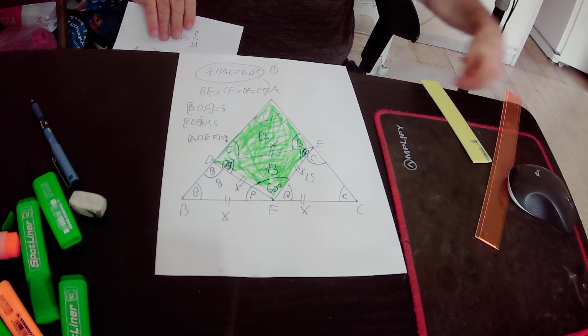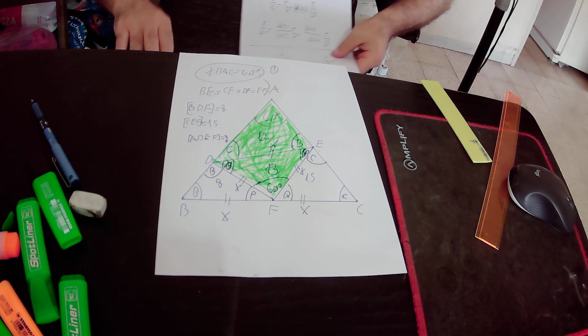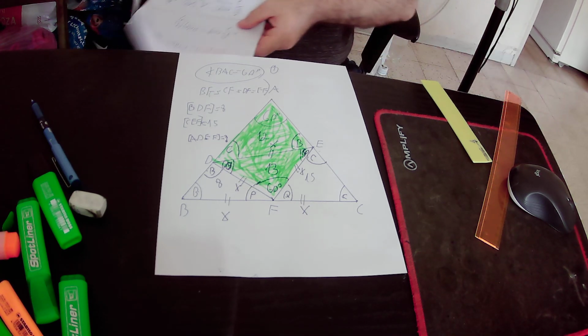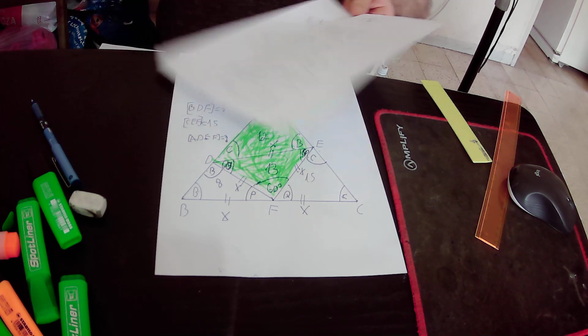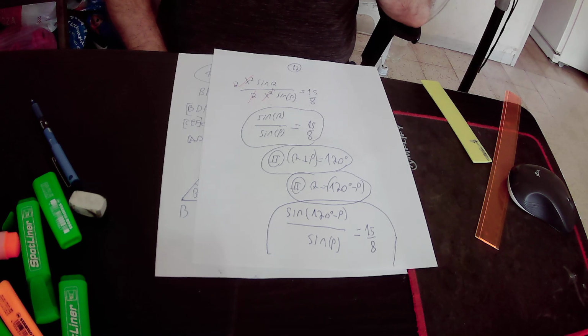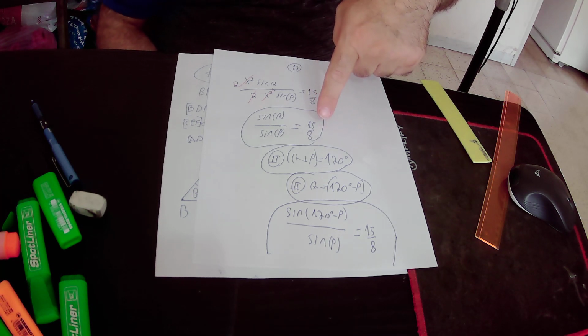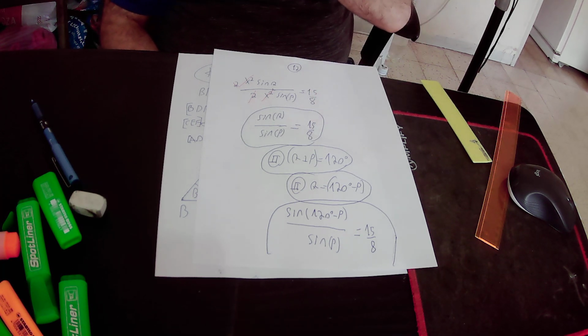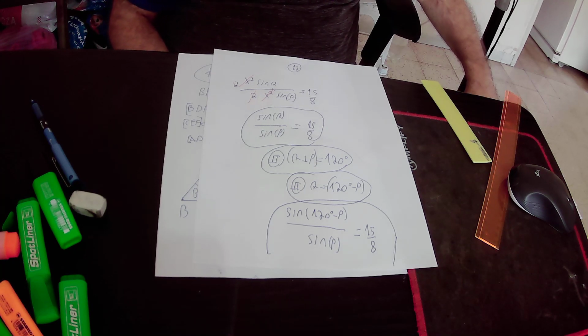So here x square is 1 and 2 over 2 is 1, so x squared and 2 are cancelled, and we are left only with sine q over sine p equals 15 over 8. We know that q plus p equals 120 degrees.